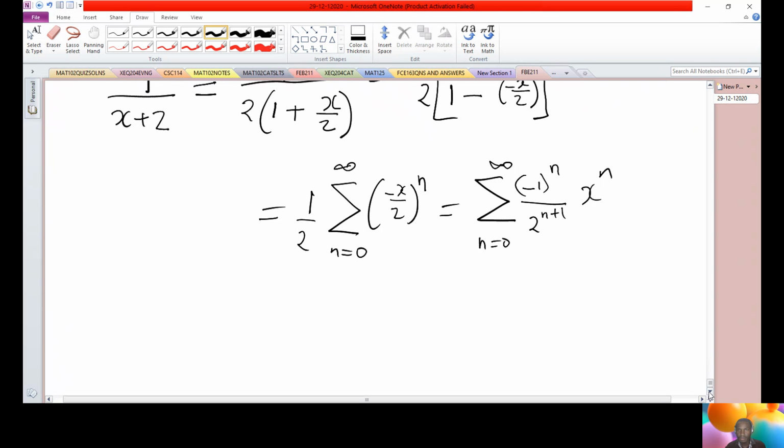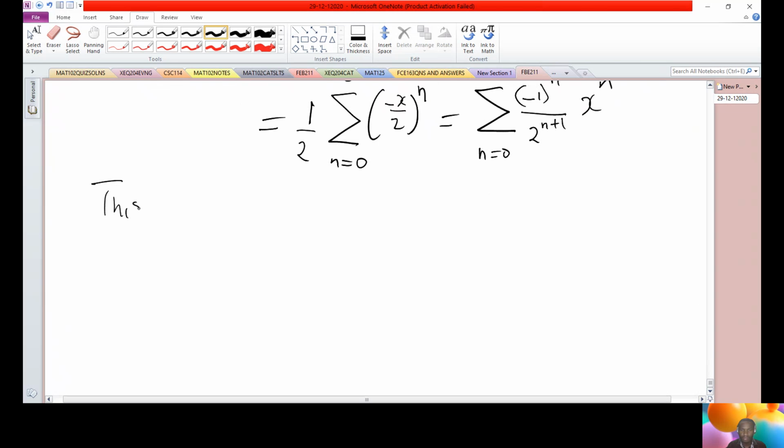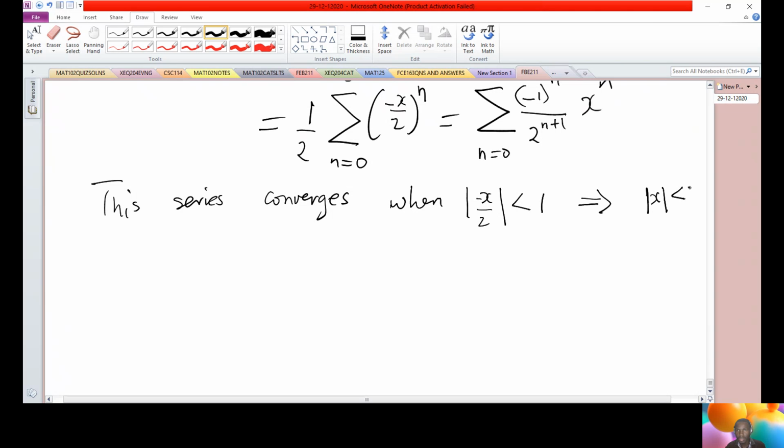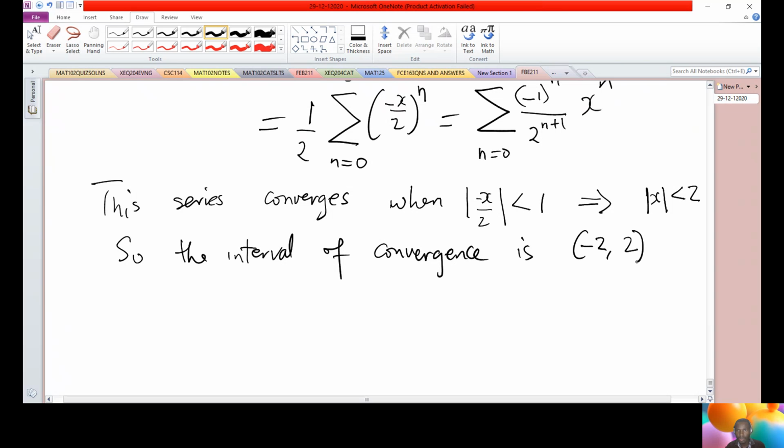So therefore this series converges when the absolute value of minus x over 2 is less than 1, which implies the absolute value of x must be less than 2. So the interval of convergence is minus 2 to 2.